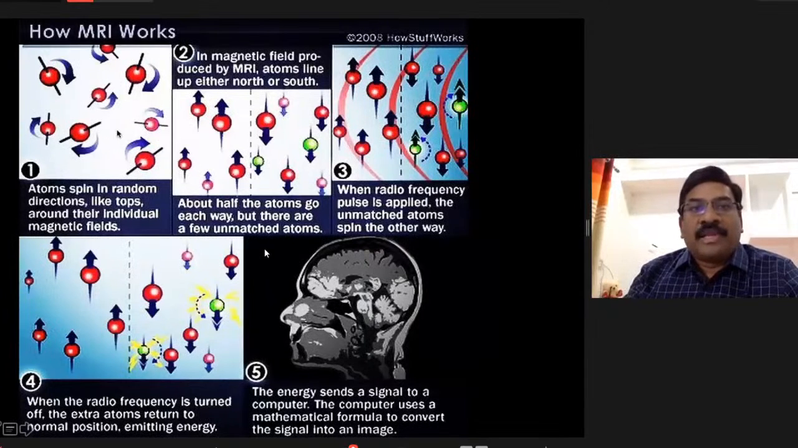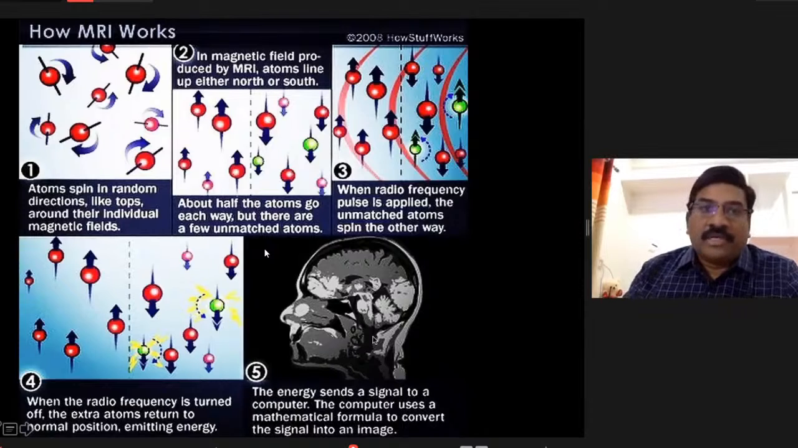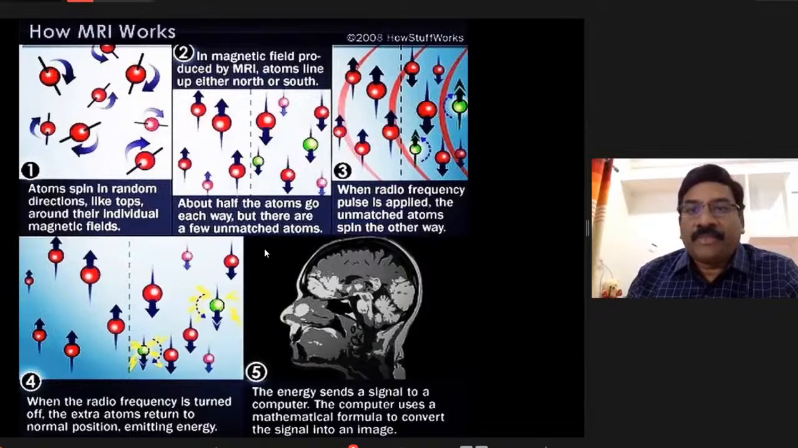So the atoms will be spinning around. Once we apply a magnetic field, we will align them in a single direction, but a few will not be in the south or north pole. Then we apply radio frequency energy, and the atoms will spin into the opposite direction. Once we stop that radio frequency pulse, they will come back to normalcy. This difference of movement will produce energy. That energy is converted into an image. So that is a very simplified version of the high-end technology behind the MRI.